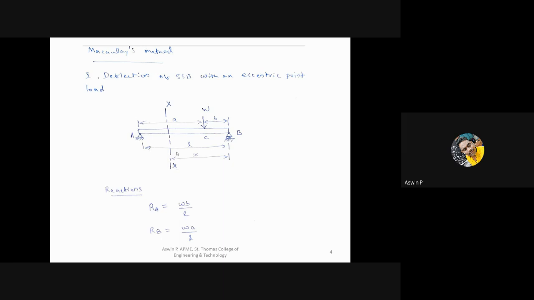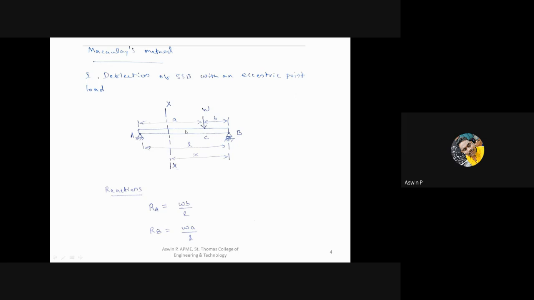We will select a problem. This is an important problem: deflection of a simply supported beam with an eccentric point load. Please look at the figure. I'm just taking the figure along. When you are looking at this figure, you can see that the main components are two supports at the ends, that is A as well as B, and there is a load W acting at the point C.